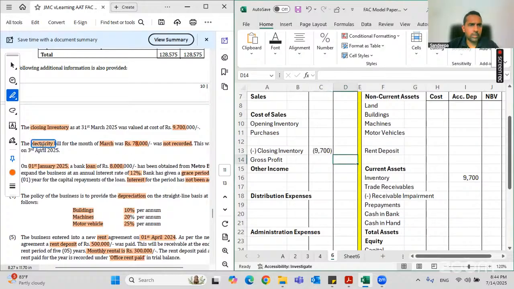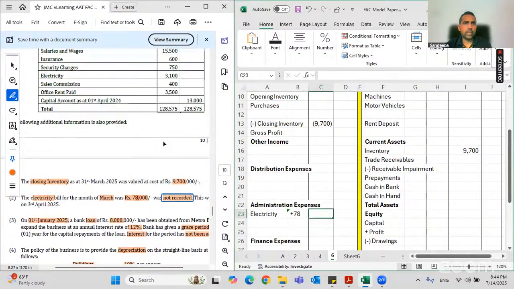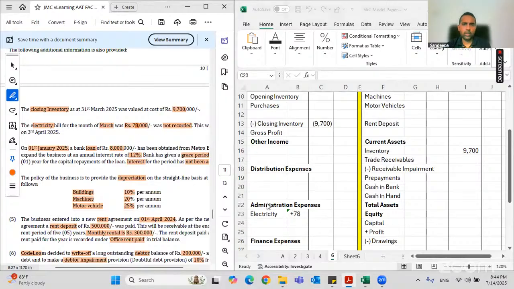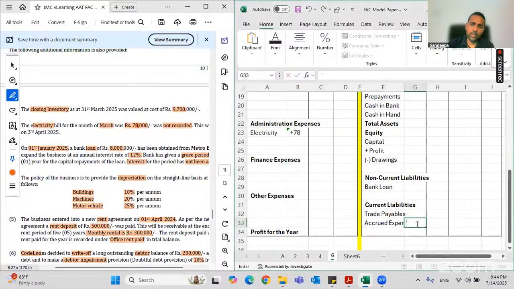Very easy. Electricity bill for the month of March, 78, has not been recorded. That's an admin expense. Electricity expense we have to add. So you can't put the final figure; there can be electricity in here and another figure. So we'll keep the adjustment part: electricity plus 78, and go to the accrued expenses plus 78.